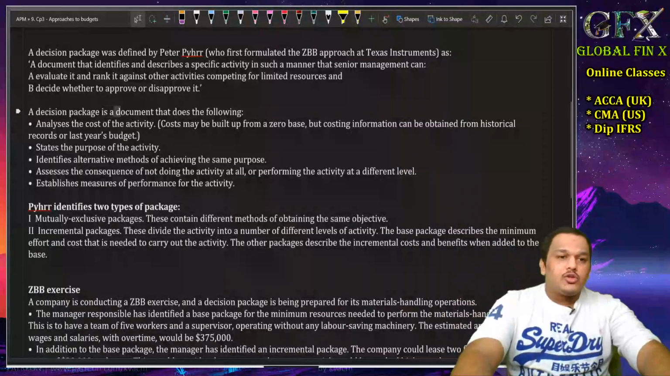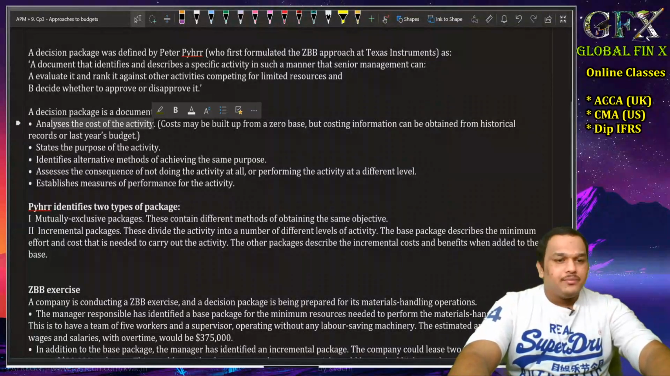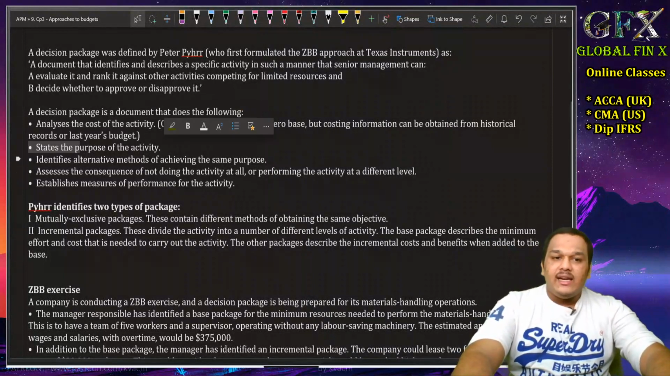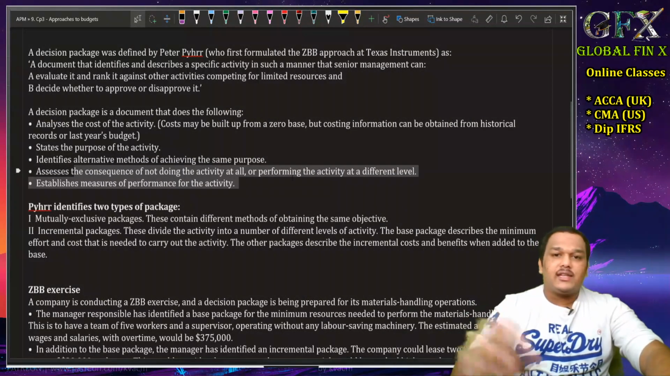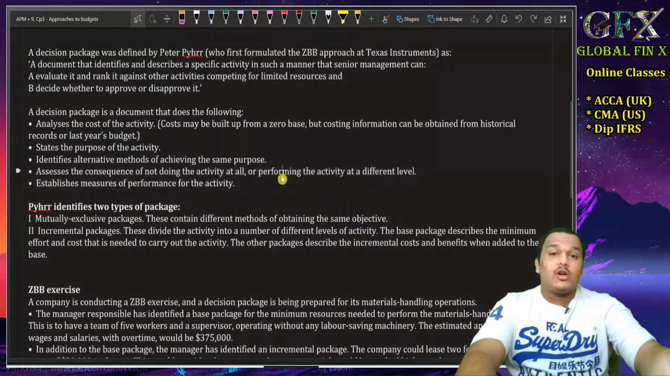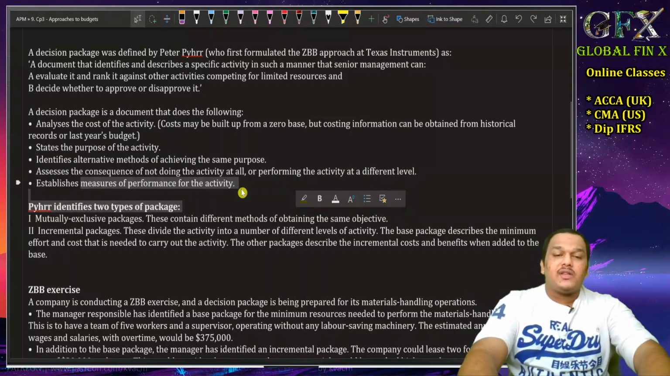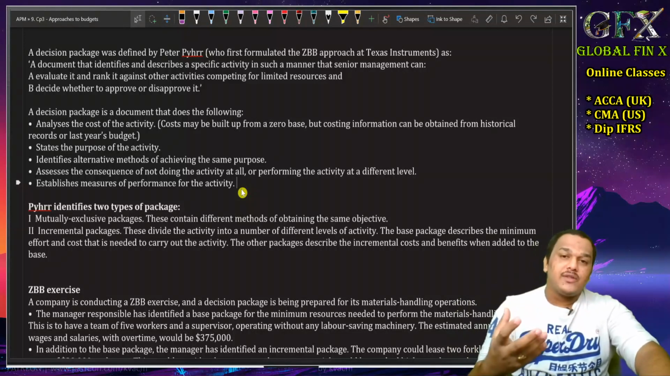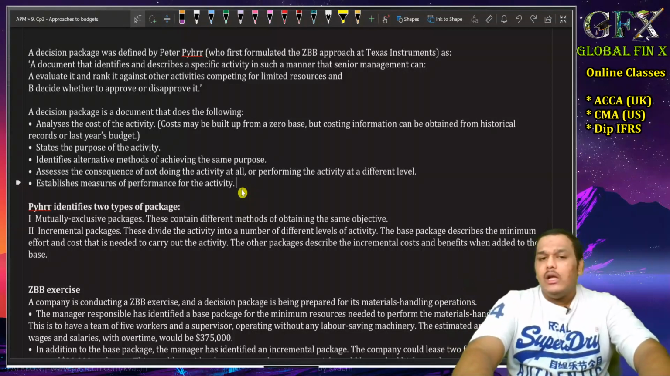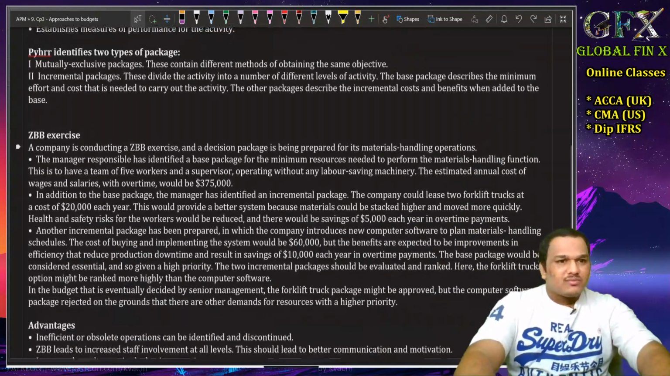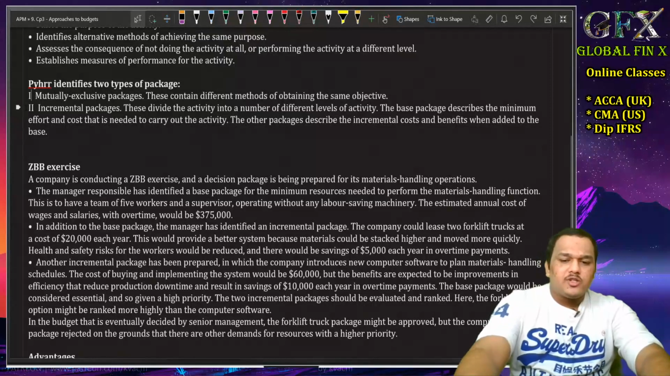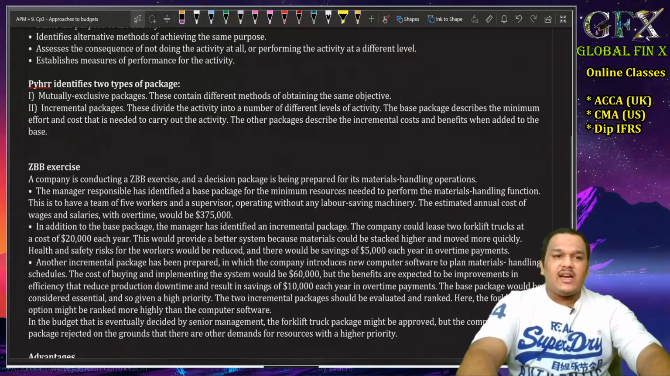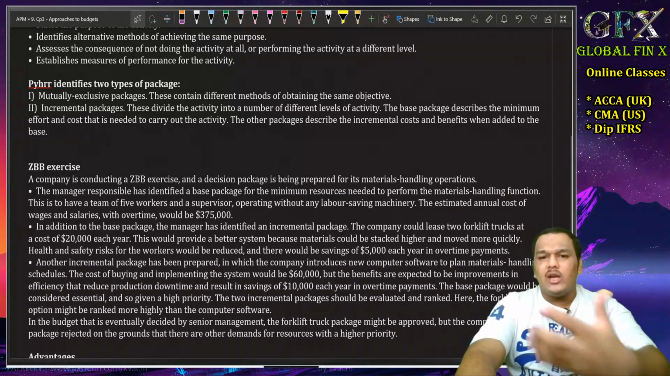Okay, what does a decision package do, sir? It analyzes the cost of the activity, states the purpose of the activity, identifies the alternative methods for that activity, and assesses the consequence of not doing the activity. Like if I don't do Facebook marketing, what will happen? It establishes measures of performance for that activity. So how many units of revenue can I generate? How many customers can I generate from this Facebook campaign? So that's the target that I'm setting myself. All of these are the points that are considered in a decision package. These are just for your information and knowledge, okay? These are not as such examinable for ACCA. These are just for your knowledge purpose.